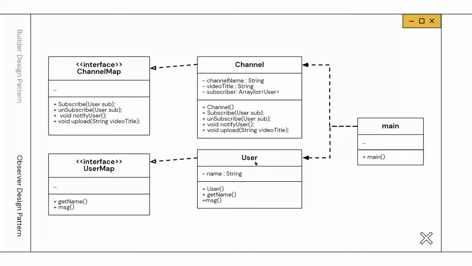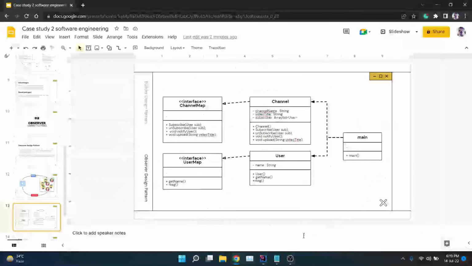And the User has a unique variable named name, and it will implement the methods from the UserMap interface, and this User class will also have a constructor. And then we can create several objects of the Channel class and User class in the main method. So let's go to the code.